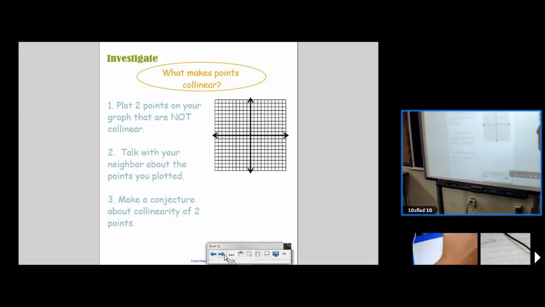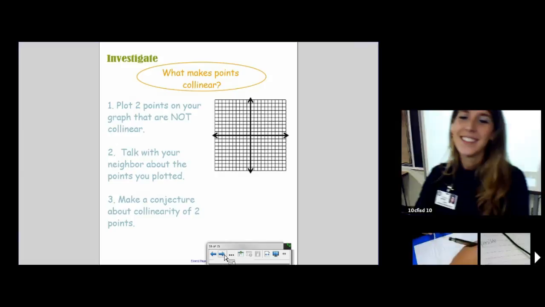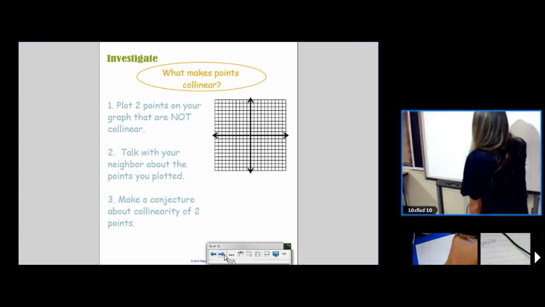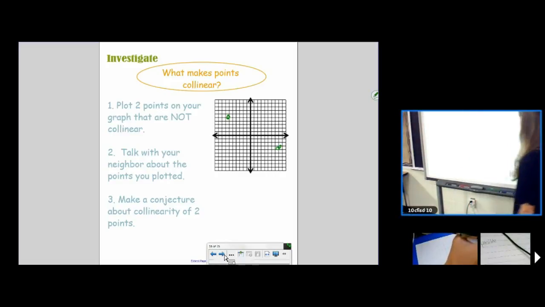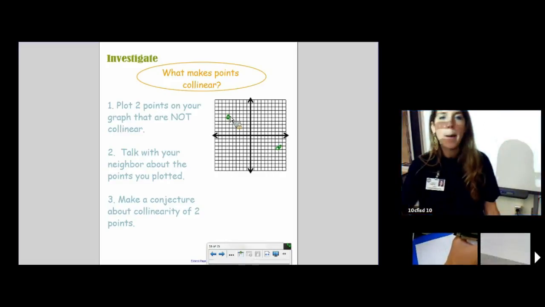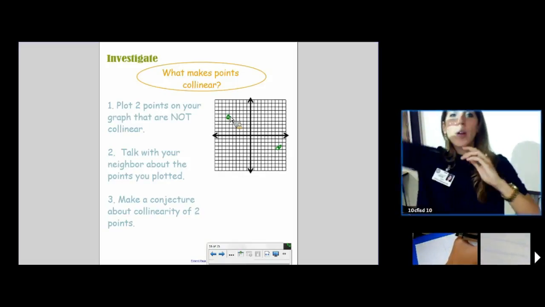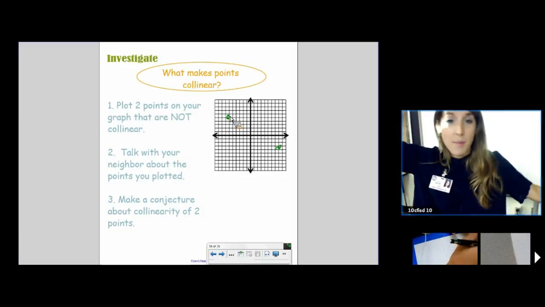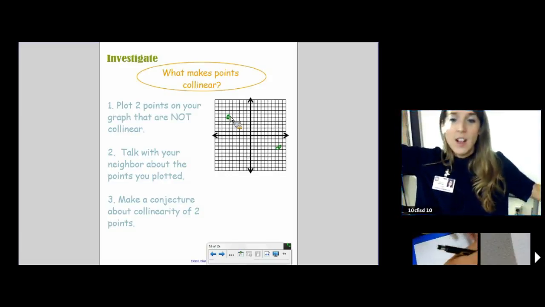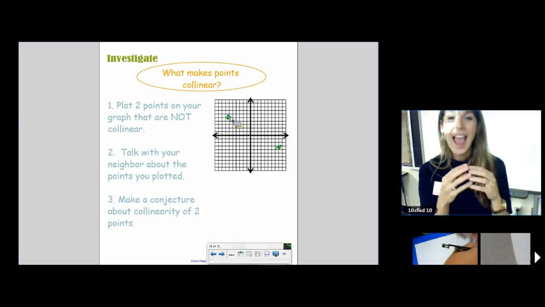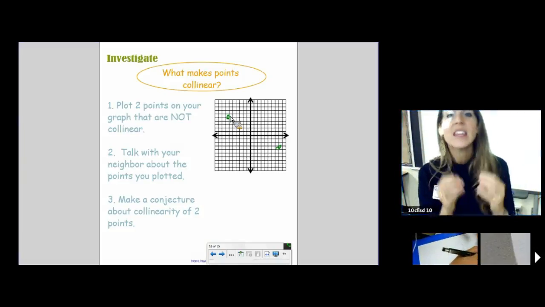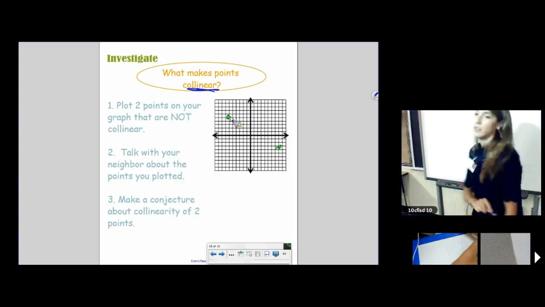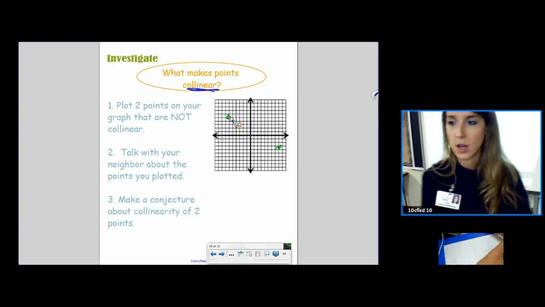Okay, what makes points collinear? Plot 2 points on your graph that are not collinear. Stop giving me impossible tasks, right? You can't. You cannot plot 2 points on your graph that are non-collinear. What about a point right here? What about this point and a point hanging out on Jupiter? Could I connect those with a straight path? Yes, I could. The point of this is, any 2 points in the universe are collinear.